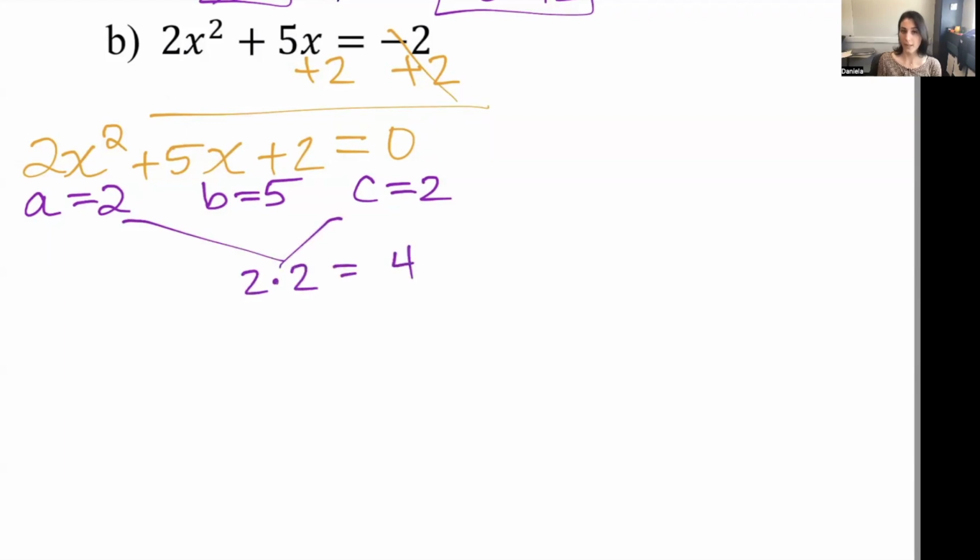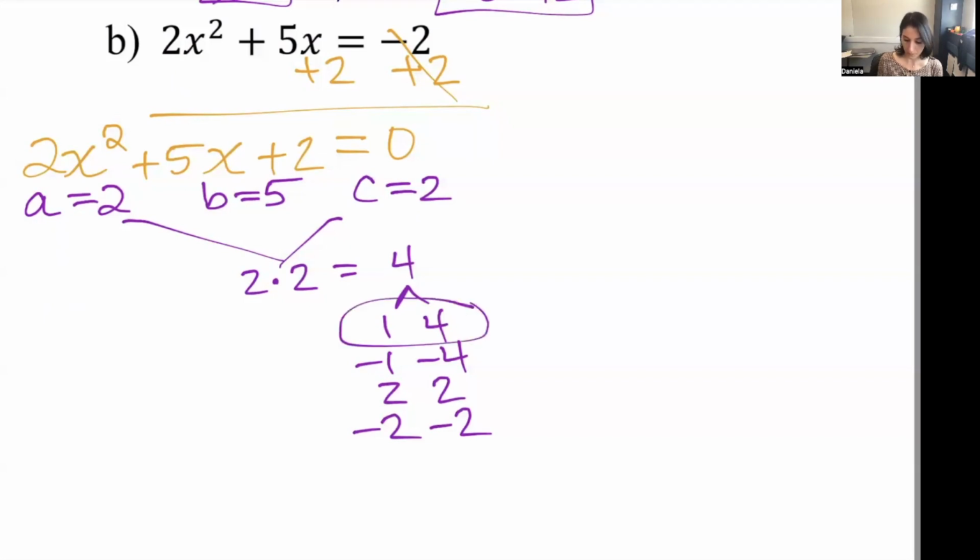Once you multiply A times C, that's what we're going to do a factor tree of. So what do they multiply to get to positive 4? And again, don't forget a negative times a negative also, right? Or we could do a 2 times a positive 2 or a negative 2 times a negative 2. So again, the factors of A times C add up to B. That rhymes. We want to look for the factors that add up to B, which is positive 5.